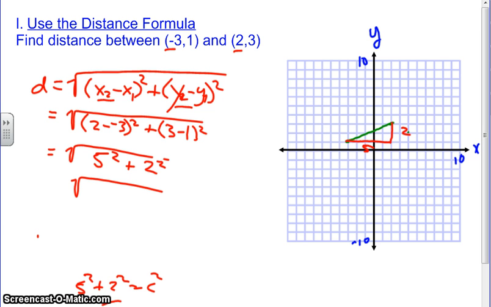And 5 squared is 25. And 2 squared is 4. So we end up with the square root of 29. And in this section, we're going to leave our answers in simplest radical form. So like that. Could anybody estimate the value, though, of the square root of 29? To the 10th? It's 5.4. Very good.